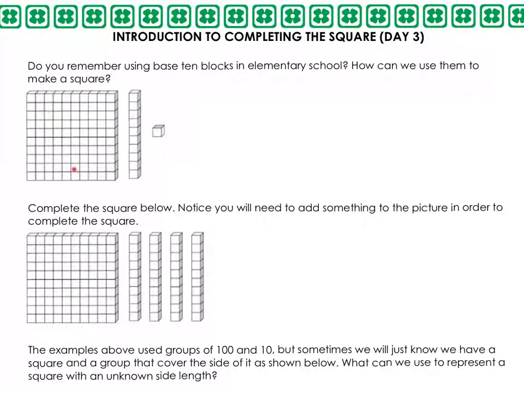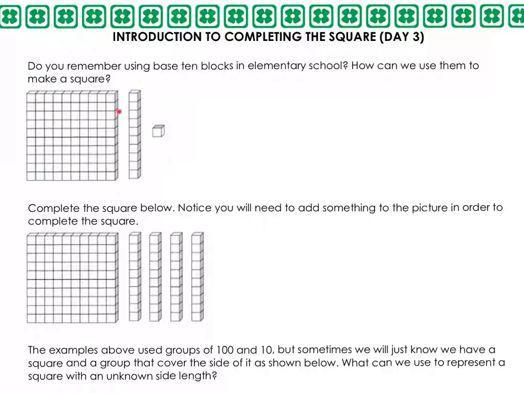So these are examples of base 10 blocks right here. They were those groups of 100, 10, and 1. They were usually colored and you were able to hold on to them. They were manipulatives that you used in elementary school. So if I gave you one square, well, that's easy. To make a square, it already is a square.